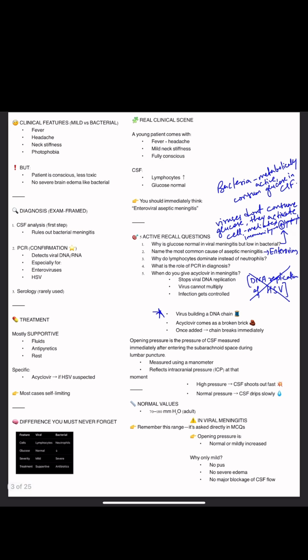Now, acyclovir, we have seen, breaks the DNA chain of the virus. While the virus is building its DNA chain, it will be broken, the virus won't be able to replicate, and the infection is controlled due to acyclovir.